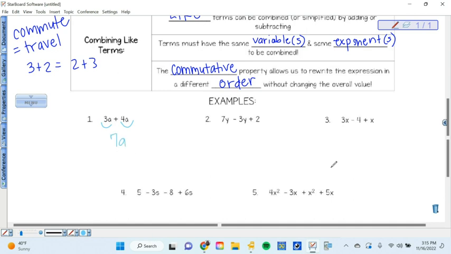What about number 2? What are my like terms? Yes, but this negative, your negative signs always stick with the thing after it, right? So that's a negative 3y, okay? So I've got 7y and negative 3y, which gives me 4y, and then I still have that plus 2.